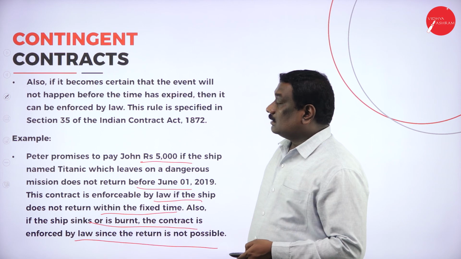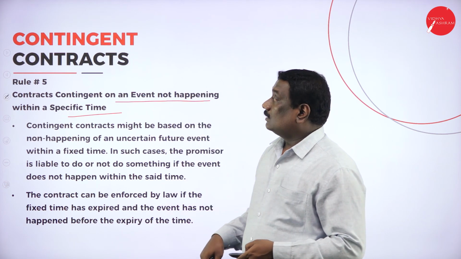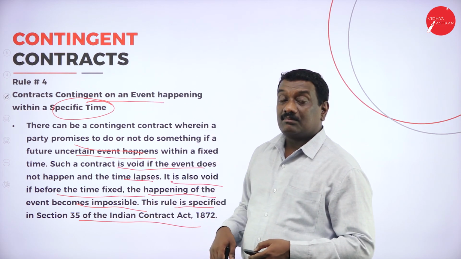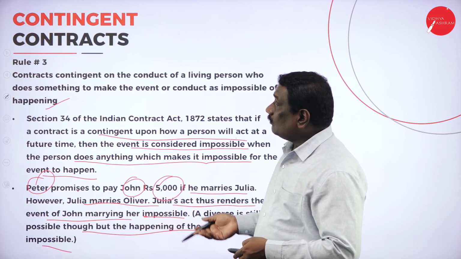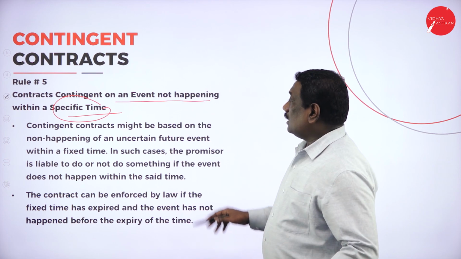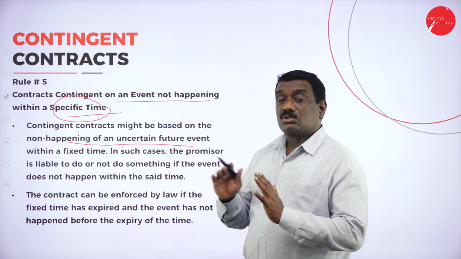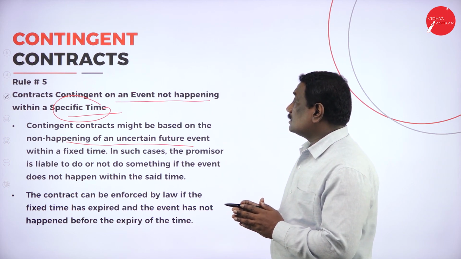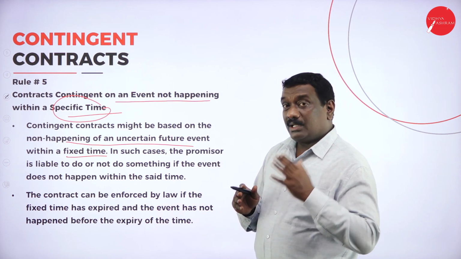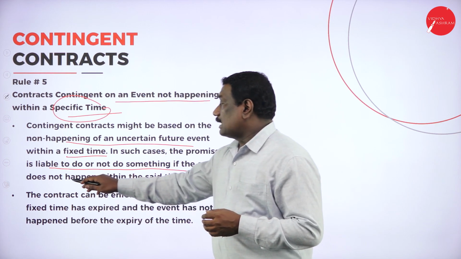So under this particular rule, contingent contracts on the event not happening within the specified time, whereas rule 4 is contracts contingent on the event happening within the specified time. See the difference. This contingent contract is based upon the non-happening of an uncertain future event within the specified time period. In this case, the promisor, that is Peter, is liable to do or not to do something if the event does not happen within the set time.